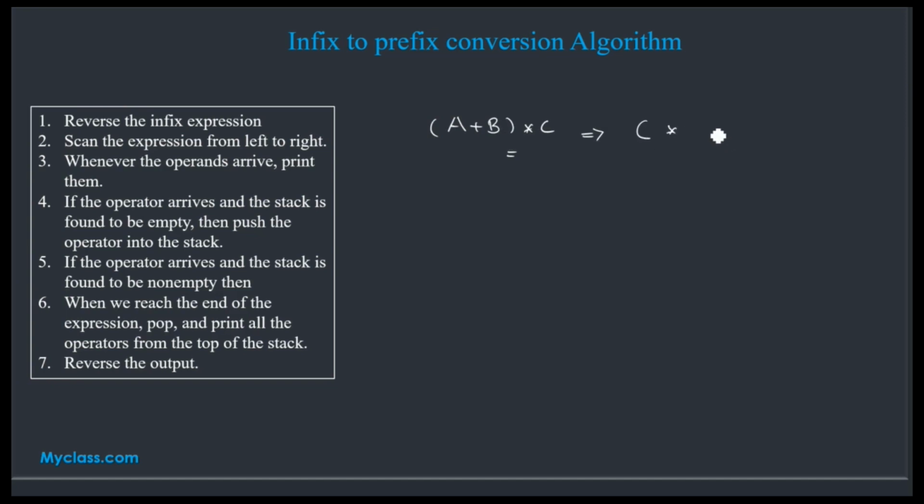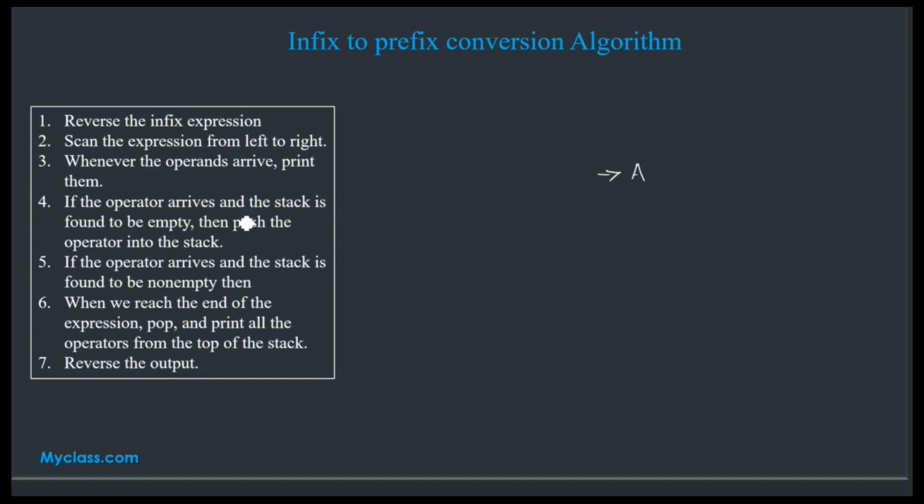C star, this closing bracket first, then B plus A, then the opening bracket. That is very important. This is a closing bracket and this is our opening bracket. We reverse the infix expression, then scan from left to right. Scan the expression from left to right. Whenever an operand arrives, print it. If there is an operand, we want to print it into our output.